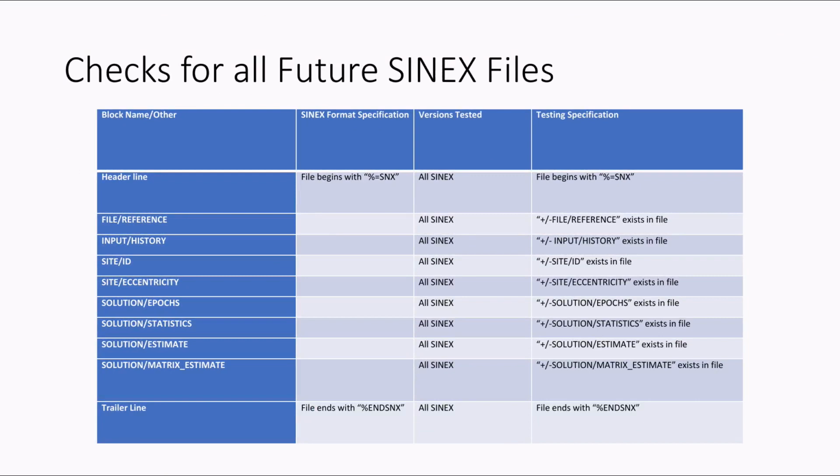We have only two that are really from the CNIG format itself, which is the header record to say this is the start of the file, and then to ensure that there's an end of the file. For the rest, we're looking at having checks for all the files moving forward. We're not going back and checking any of the older data for this because we believe that quite a bit would be rejected. But we'd be having several block names that we'd be looking for, which are the file reference, input history, site ID, site eccentricity, solution epochs, solution statistics, solution estimates, and solution matrix estimates.